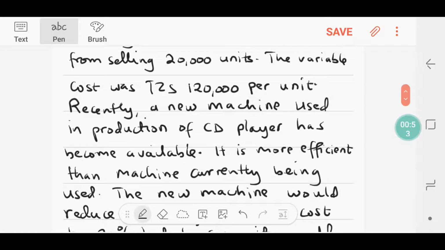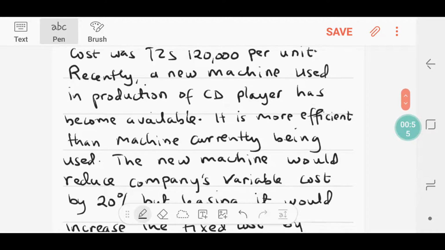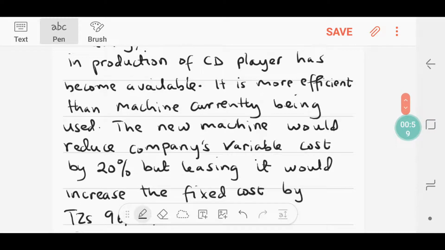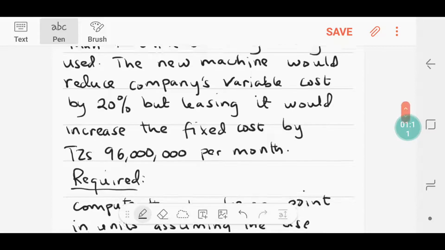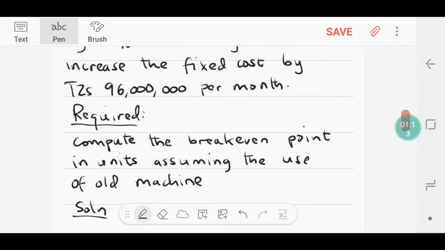Recently, a new machine used in production of the CD player has become available. It is more efficient than the machine currently being used. The new machine would reduce company variable cost by 20%, but leasing it would increase the fixed cost by shillings 96 million per month. Required: compute the break-even point in units, assuming the use of the old machine.